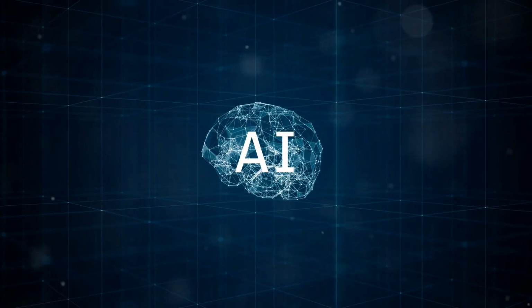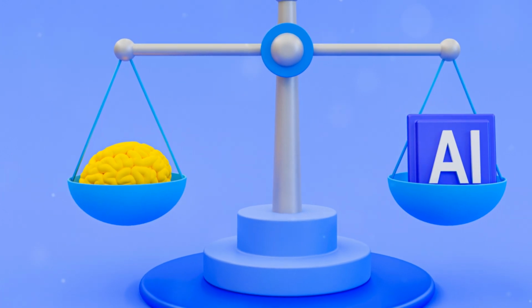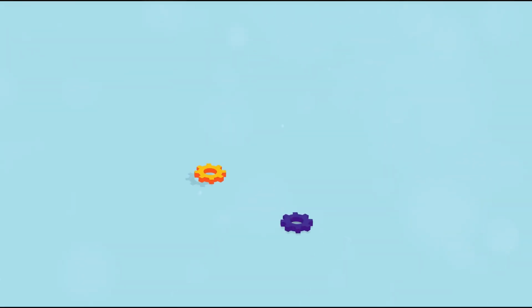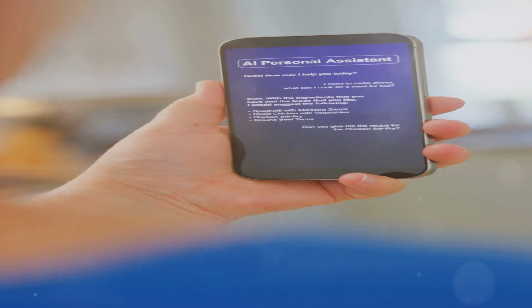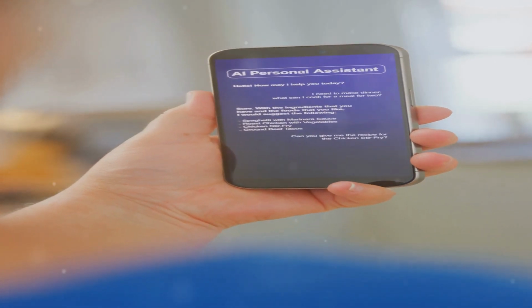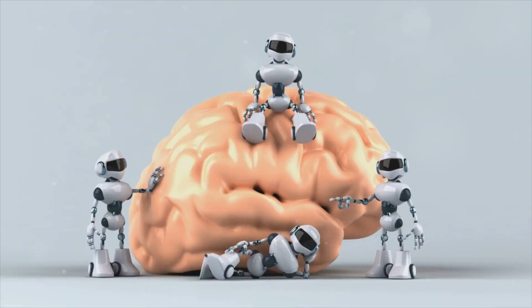Different types of AI: narrow versus general. There are two main types of AI: narrow AI and general AI. Narrow AI, also known as weak AI, is designed for specific tasks. Examples include voice assistants like Siri or Alexa. They excel in their designated functions. However, they lack the broad cognitive abilities of humans.